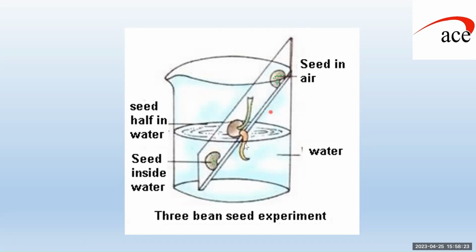These seeds are attached to a glass slide and they are placed here. Now, if you leave this in a warm place, you will see that the middle seed is the one that is germinating.